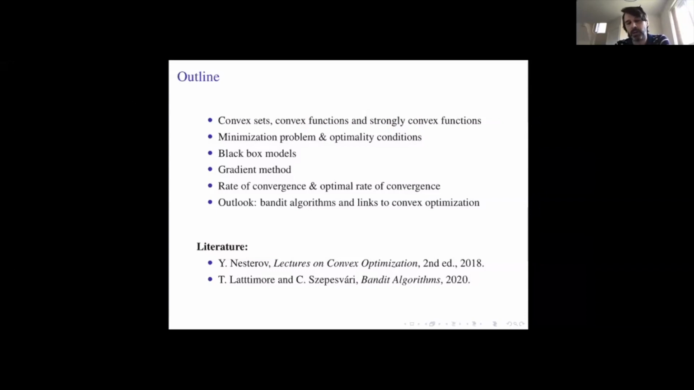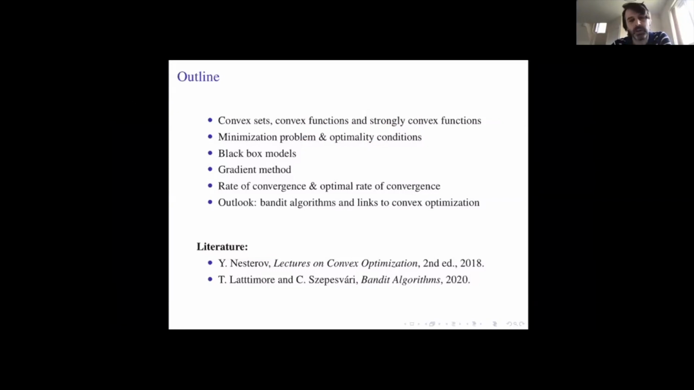Afterwards, I look into minimization problems. So optimization obviously is usually concerned with either maximization or minimization of certain functions. So I'll discuss the minimization problem here, or one minimization problem. There's obviously various minimization problems in convex optimization, and state optimality conditions of a solution. So how you can test, for instance, if a solution is optimal or not.